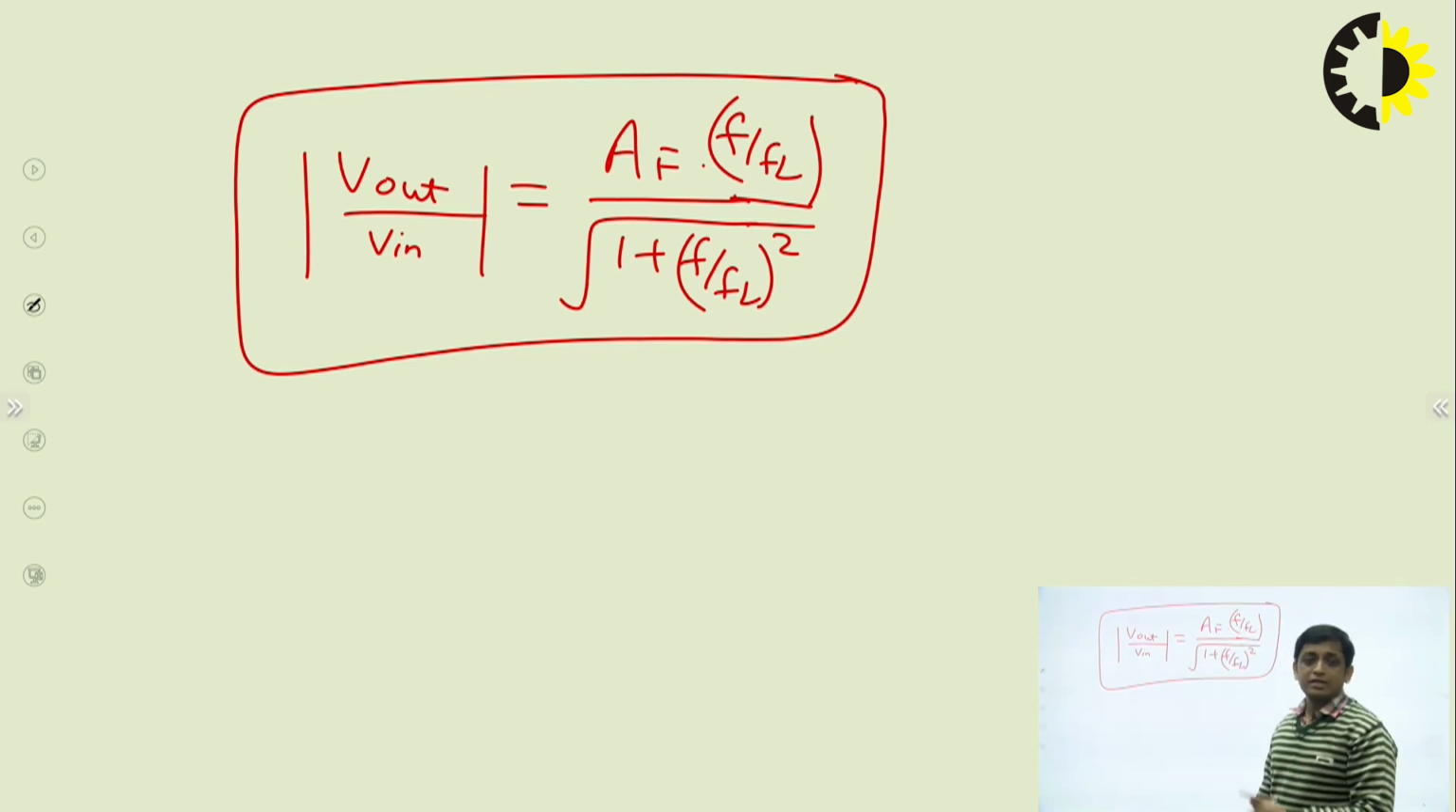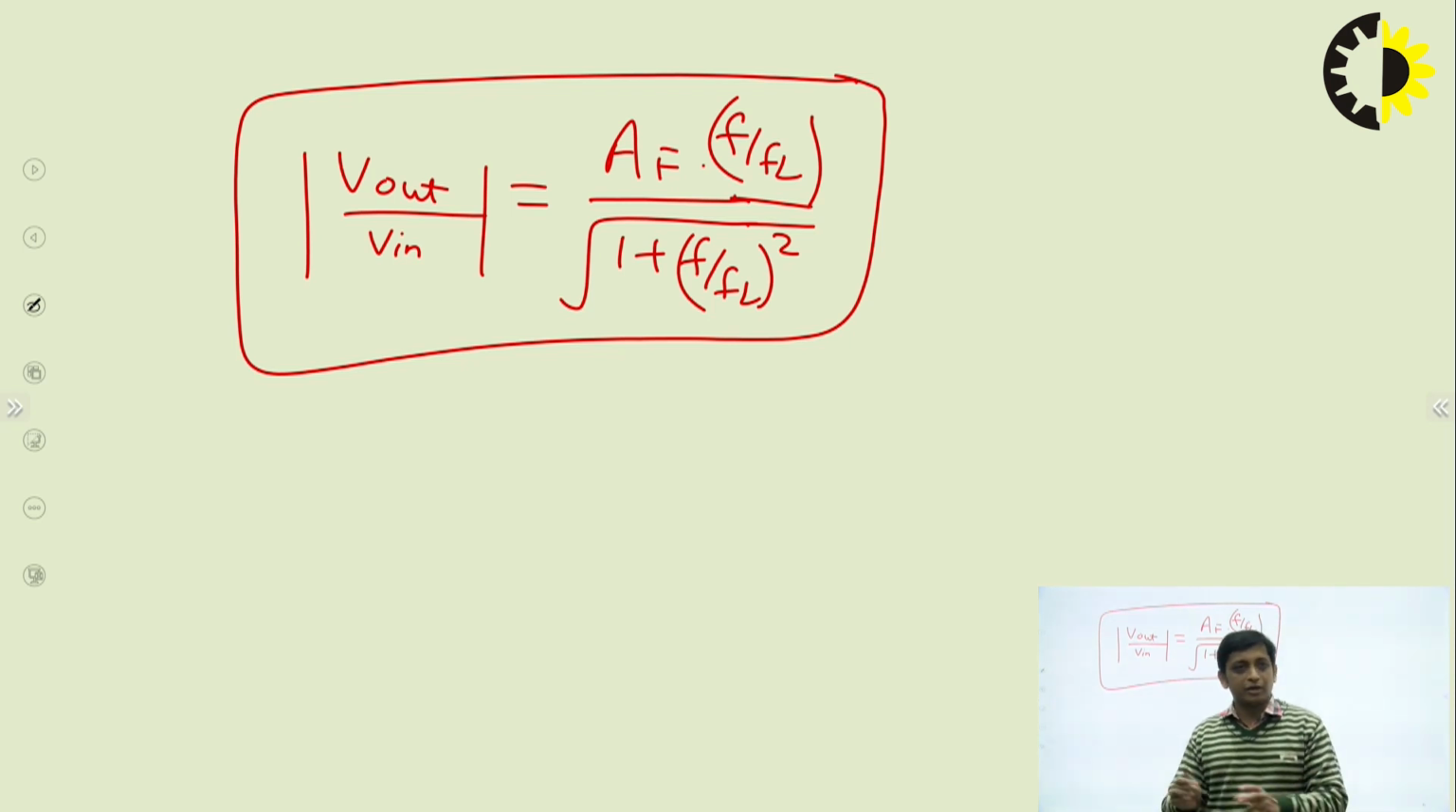If you compare this equation with the first order low pass filter, in the denominator of the first order low pass filter there is F by FH square. There is FH in low pass. That FH is the cutoff frequency of low pass. Here FL is the cutoff frequency of high pass. But also there is one term multiplied with AF, that is F by FL. So this is the voltage gain of the first order high pass filter, which you can simply calculate.